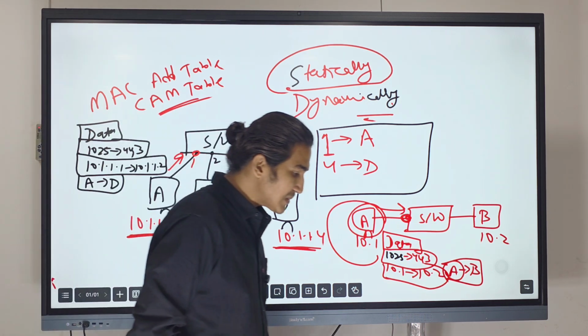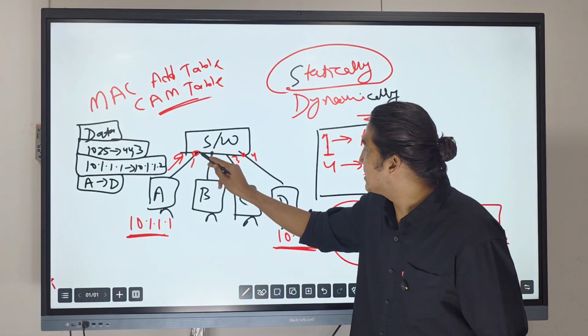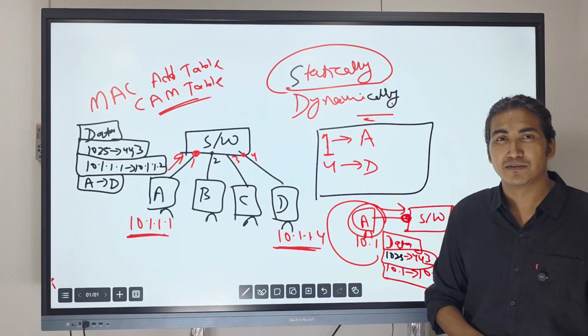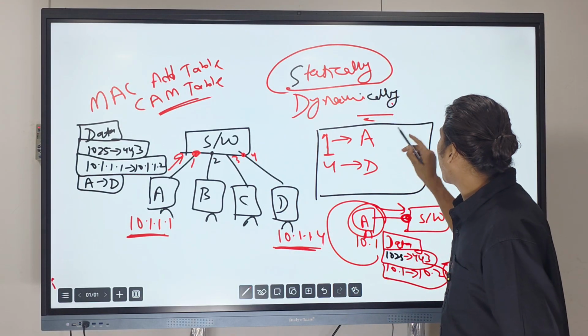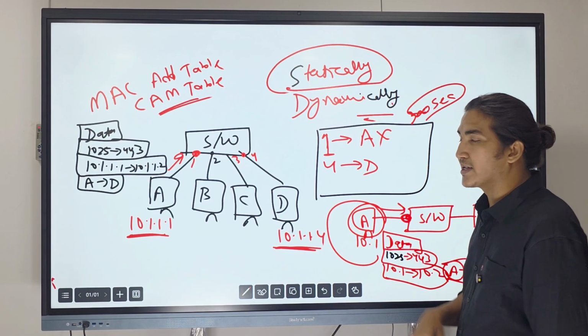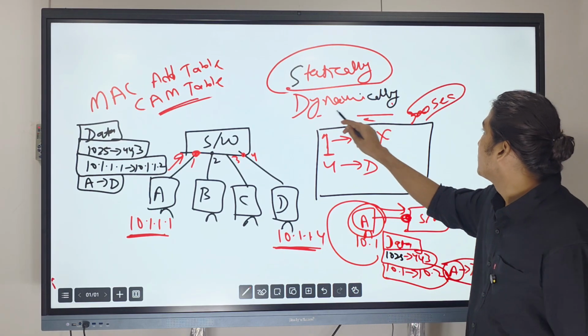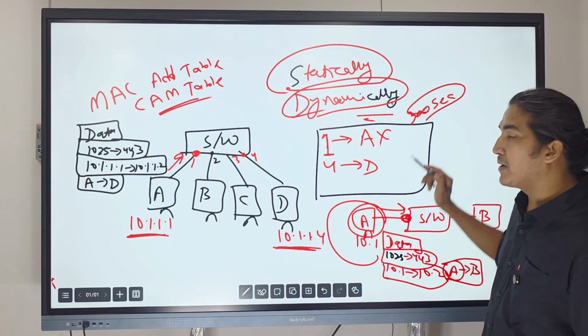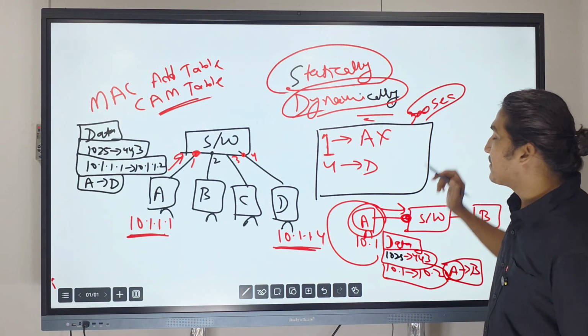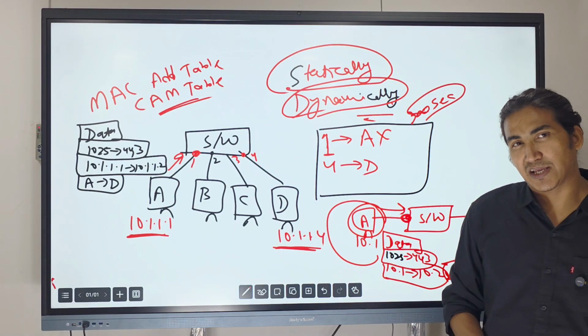The switch receives the frame on this interface. What will the switch do? It is going to update its MAC address table, because by default the MAC aging time is 300 seconds. After 300 seconds, it is going to flush this entry. For the dynamic entries, there is one timer called the MAC aging timer. By default the MAC aging time is 300 seconds.